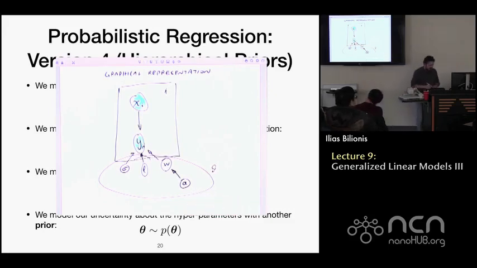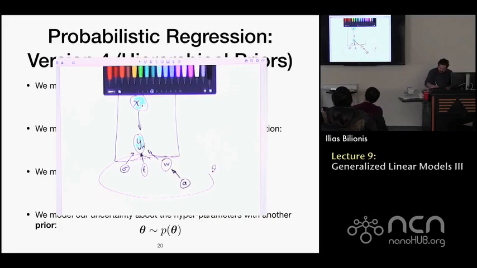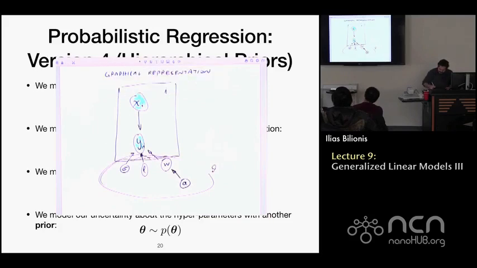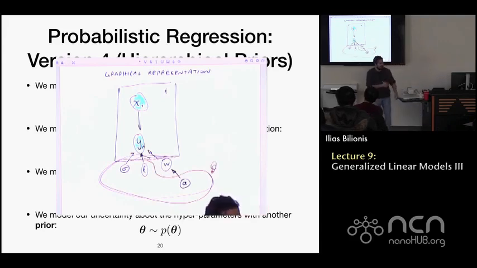You don't observe W. Oh, yes. Thank you. I'm going to make theta a red circle. So that's theta. Everything except W is theta.